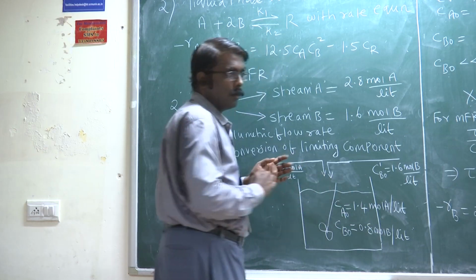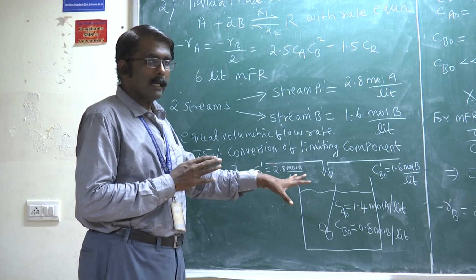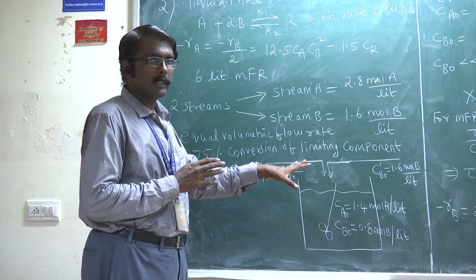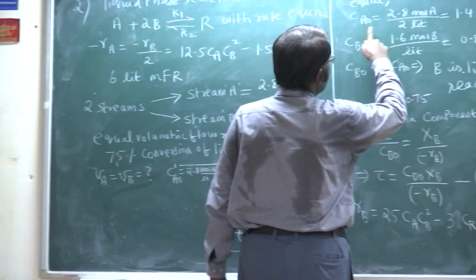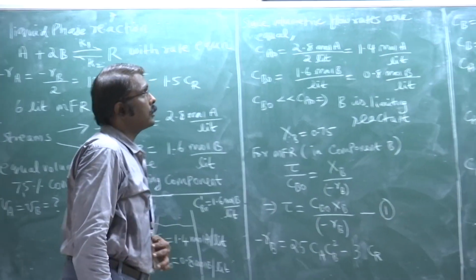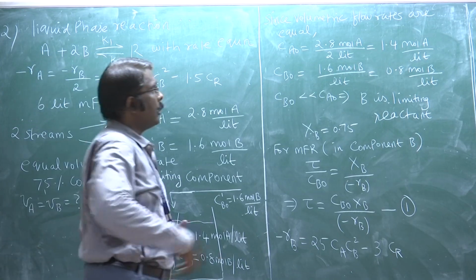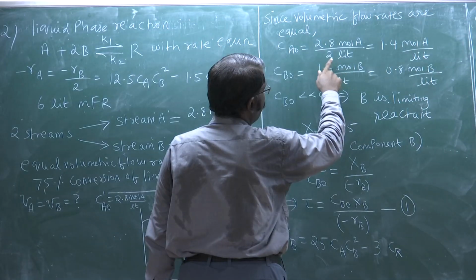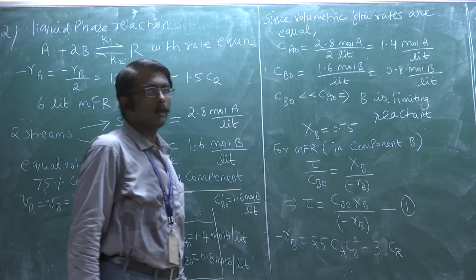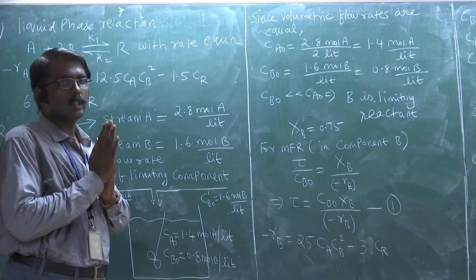That becomes 1.4 moles of A per liter. Like that, within the reactor, the concentration value will be reduced to half of the given value. That is what is explained here also. Since equal volumetric flow rates are flowing into the reactor, the CA0 value now becomes 2.8 moles of A per 2 liter. The system volume now becomes 2 liter.